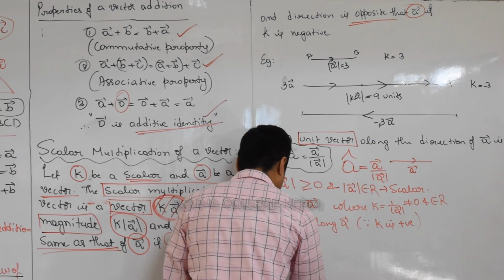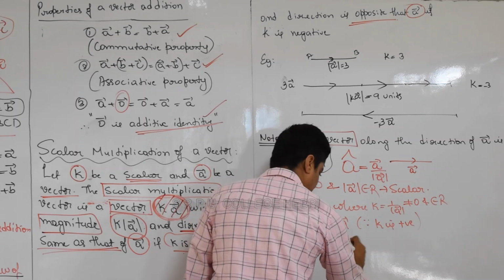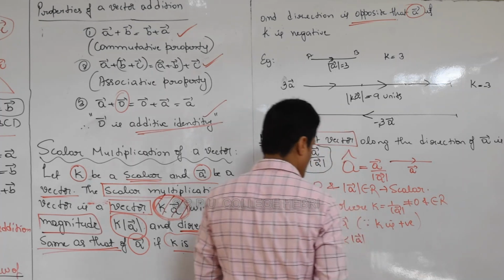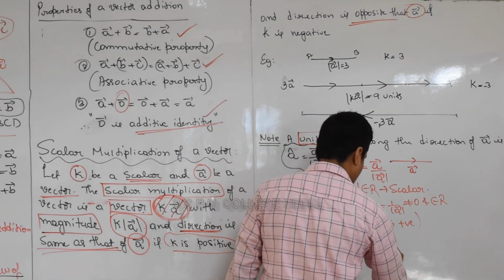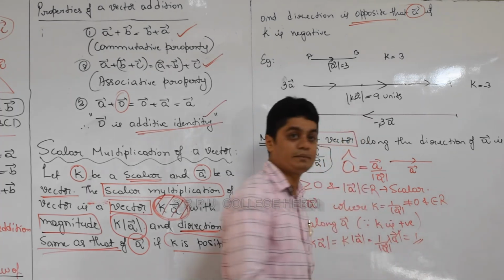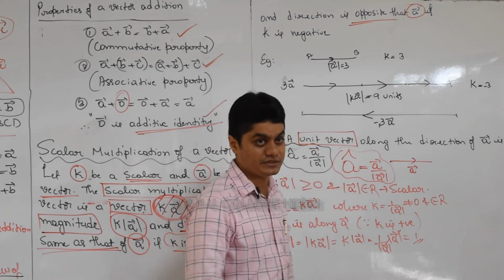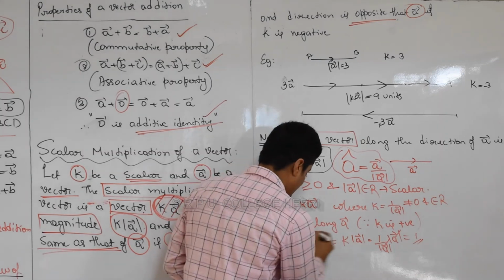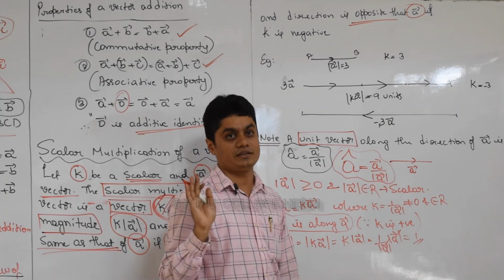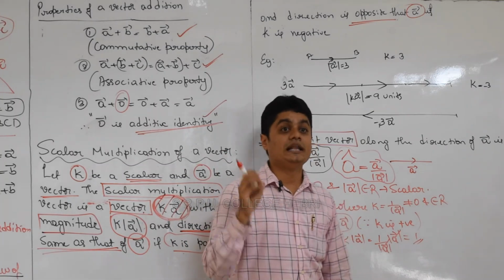As well as observe the magnitude concept. The magnitude of vector A cap is equal to the magnitude of k into vector A. The modulus of k comes outside, into the magnitude of vector A. But what is k? K is nothing but 1 by the magnitude of vector A, into the magnitude of vector A. So they cancel out, and what is remaining? 1. What does it represent? A unit vector along the direction of vector A.